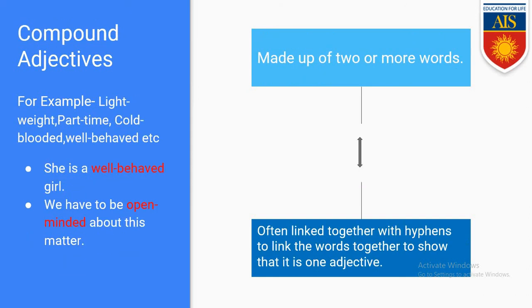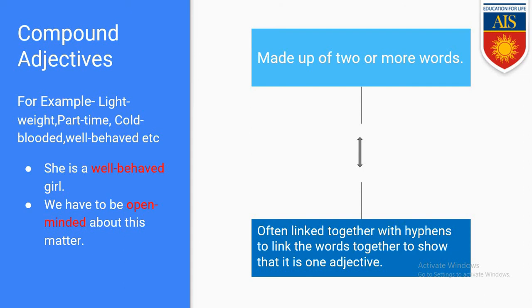Next is compound adjective. Compound adjectives are made up of 2 different words, and these 2 different words are bound together, linked together with a hyphen. So 2 different words are linked together with a hyphen, and these words are called compound adjectives. For example, lightweight, part-time, cold-blooded, well-behaved, like this.